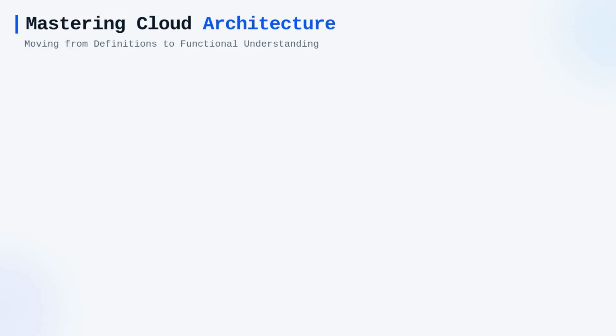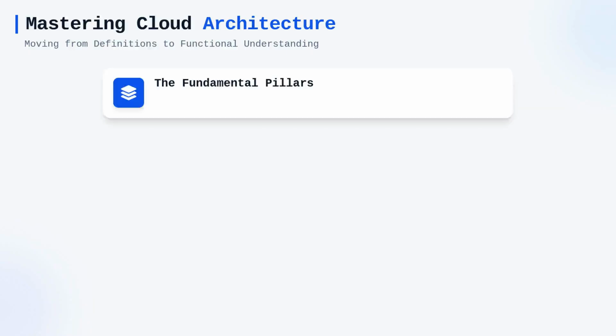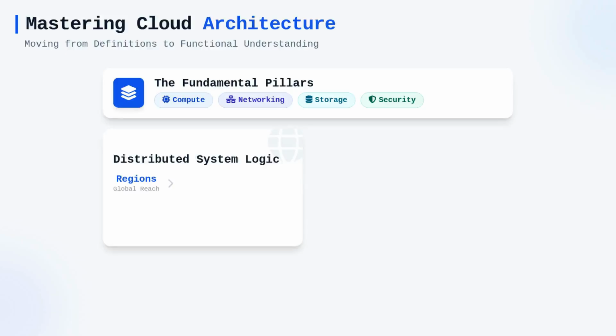Building a functional understanding of cloud computing requires more than just memorizing definitions. Throughout our time, we examined the fundamental pillars of compute, networking, storage, and security, while contextualizing them within the IBM ecosystem. By breaking down complex architecture, such as how regions and availability zones interact, you have gained the ability to see the underlying logic of distributed systems.